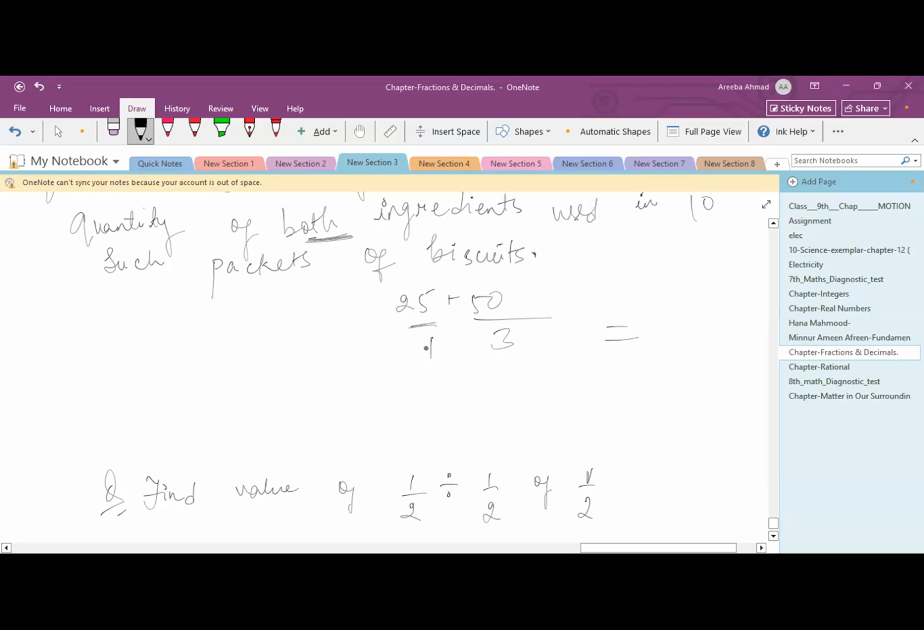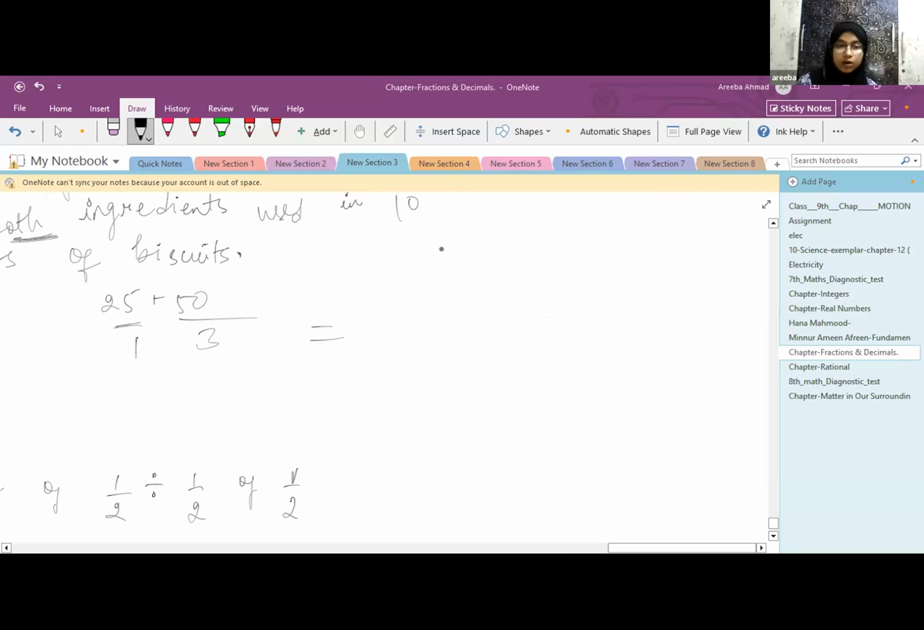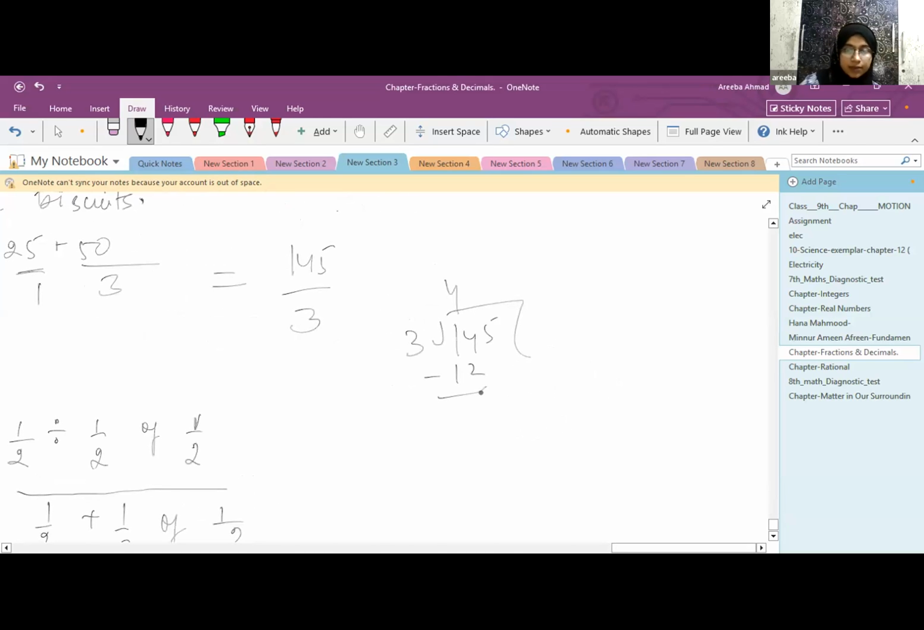Okay. Now convert it into decimal. How? 145 by 3, right? That means if I have to convert this fraction into a decimal, I'm going to divide it. 3 and 145. Okay, 3 4s are 12. See, 14 minus 12, 2. Now 5. 3 8s are 24.